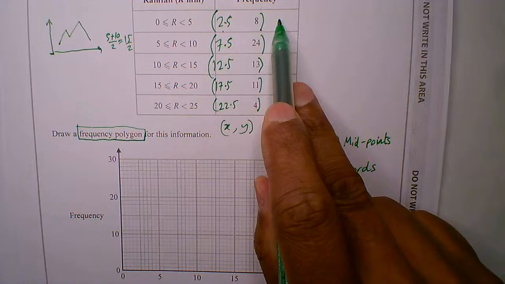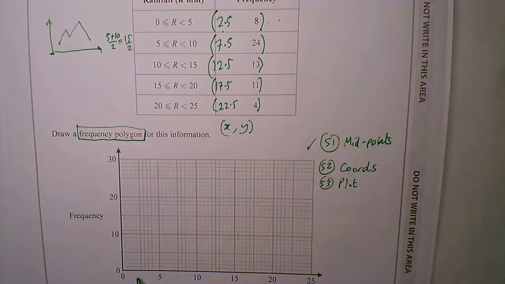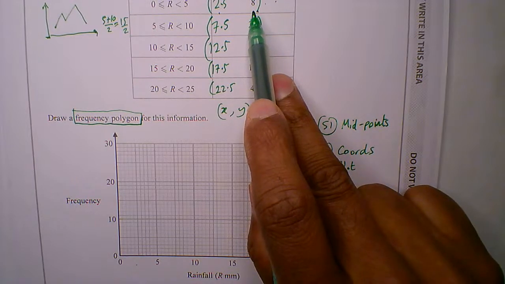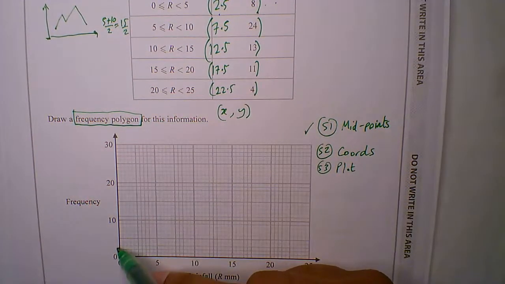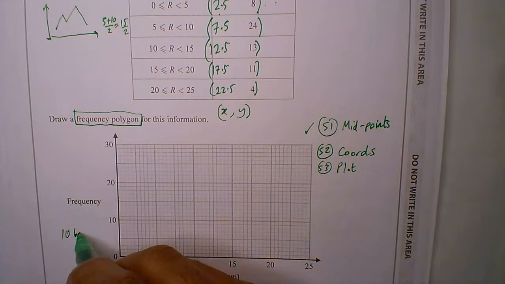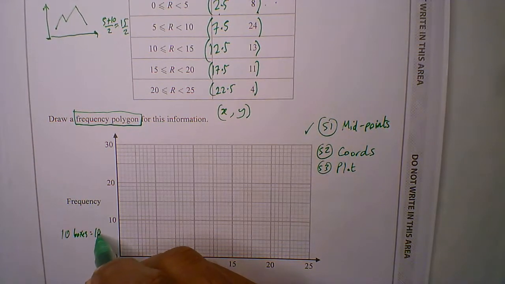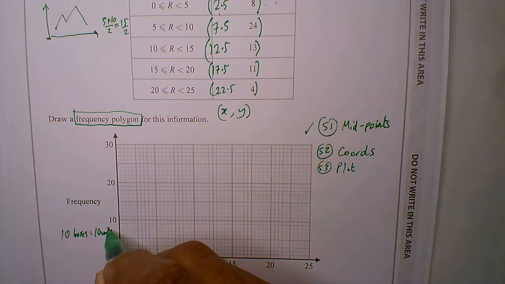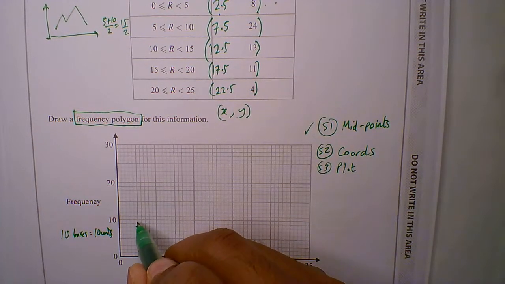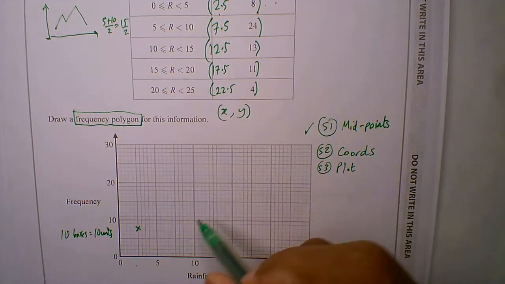So 2.5, 8. So I'm going to go across. As you can see, in the middle of 0 and 5 is 2.5, and I'm going to go up 8 units. So you can see there are 10 boxes here. 10 boxes equals 10 units. So I can just count the boxes. So 2 away from the top. So that's my first point.